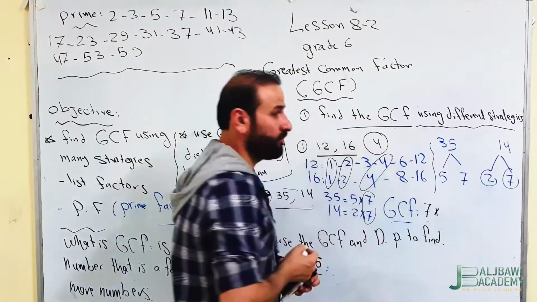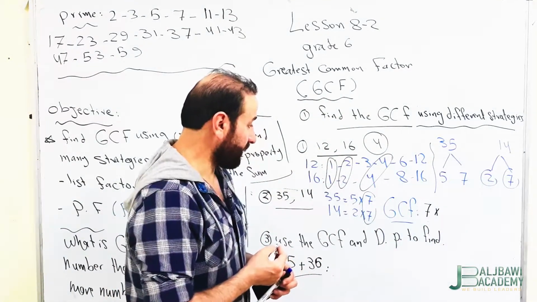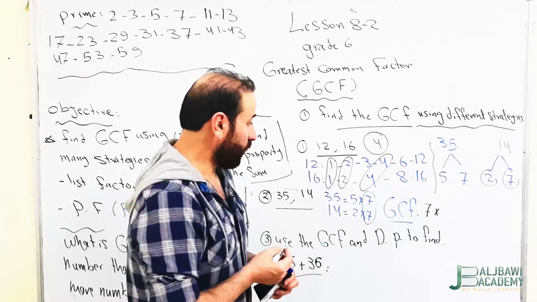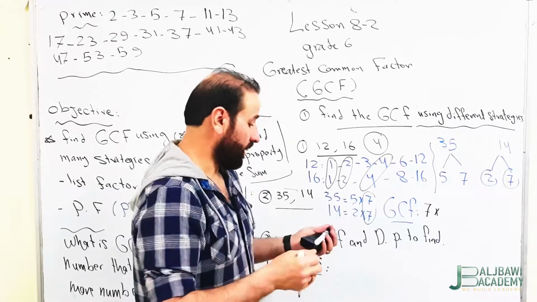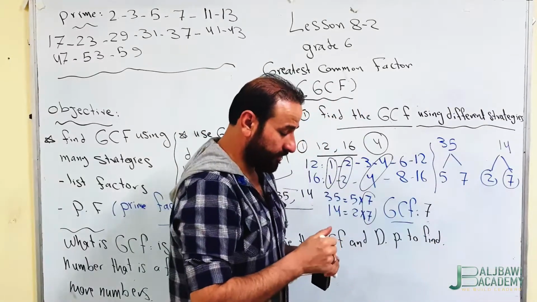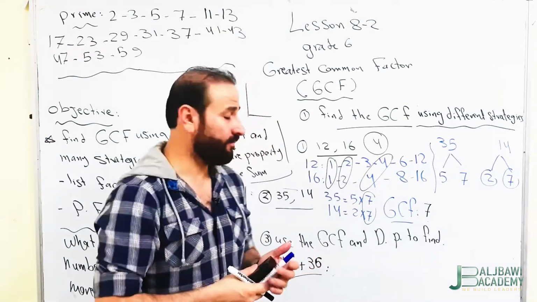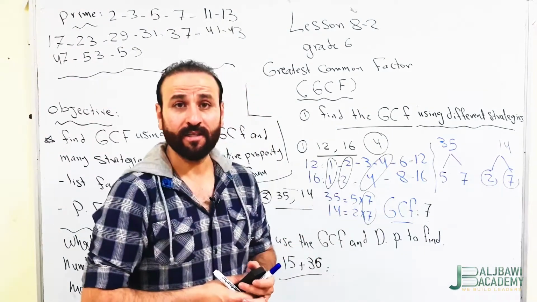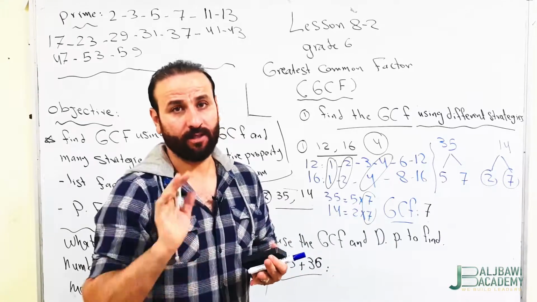Do they have any other common prime factors? No. So I don't multiply 7 by anything. So the GCF for them is 7. So after you find the prime factorization of two numbers, you multiply the common prime factors.